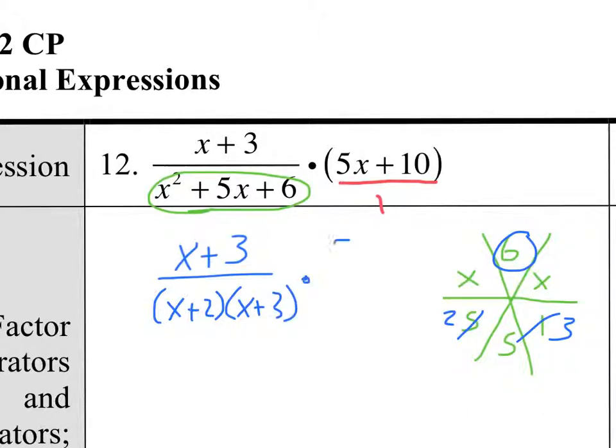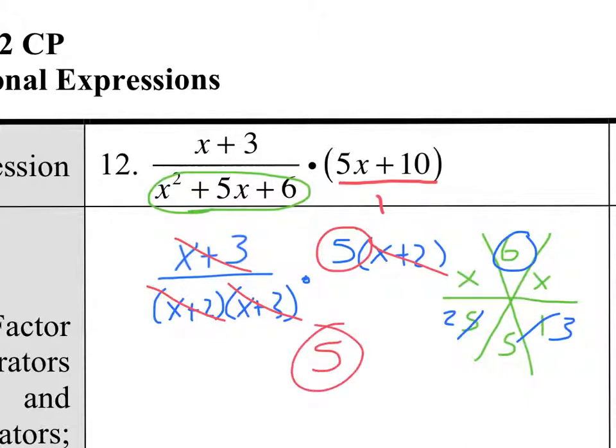And now over here, I can factor out a 5. And you can write it over 1 or not. Now we begin the next part. And we're left with a Cinco de Mayo.